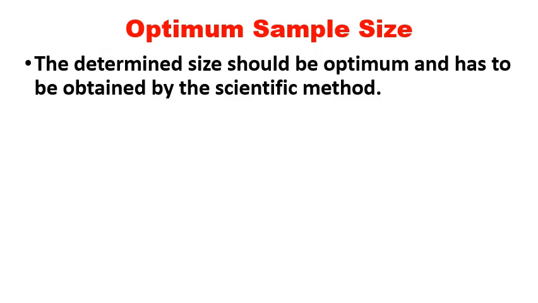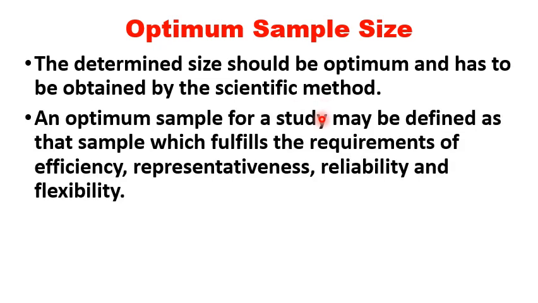Then what is an optimum sample size? The determined sample size should be optimum and has to be obtained by the scientific method. An optimum sample for a study may be defined as that sample which fulfills the requirements of efficiency, representativeness, reliability and flexibility. So those samples which ensure efficiency, representativeness, reliability and flexibility is called optimum sample size.